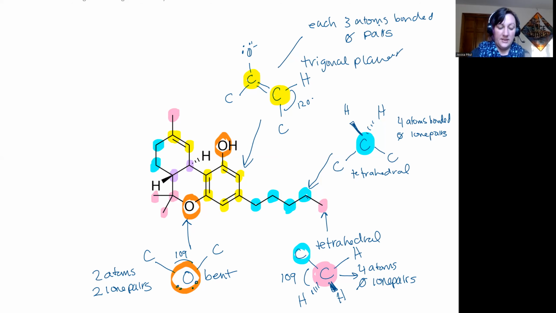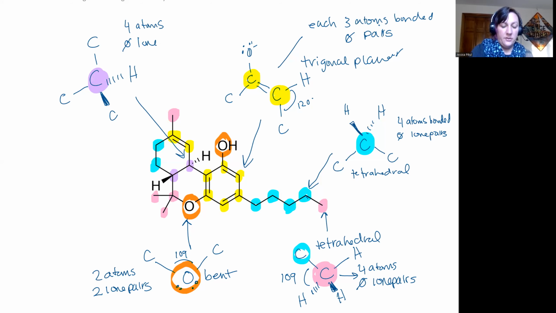Okay, that's covering a lot of it. We have just one more type left. Let's do it over here. Here is a carbon that is bonded to a lot of carbons, actually, and then one hydrogen. So here, let's get this labeled. This again has 4 atoms bonded to it, 3 carbon and 1 hydrogen. It has 0 lone pairs. And so we're going to use the geometry name of tetrahedral. And this will have that bond angle of about 109-ish.